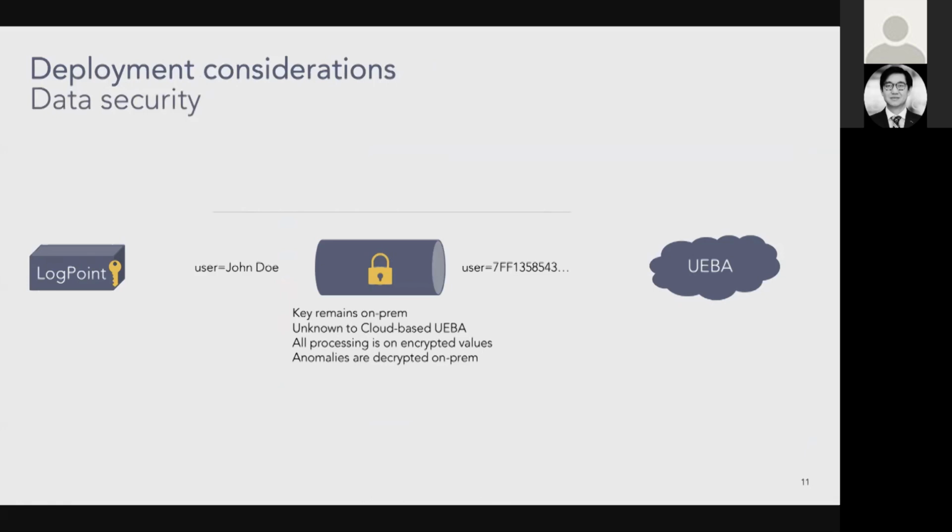The encrypted version of the key value pairs is then sent to the cloud, and all the calculation in the cloud is done on encrypted values. So in the cloud, it does not decrypt any data. All the algorithms are running on encrypted data. Just to reiterate how the data security actually functions in this UEBA setup.